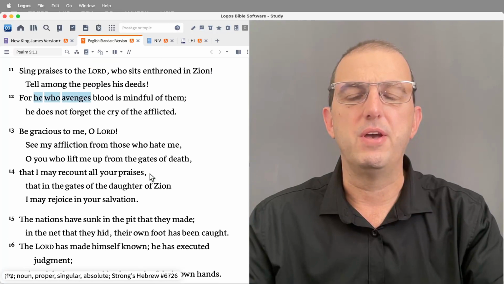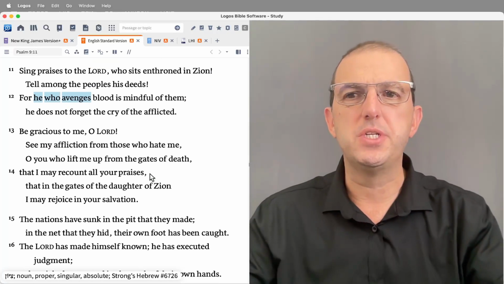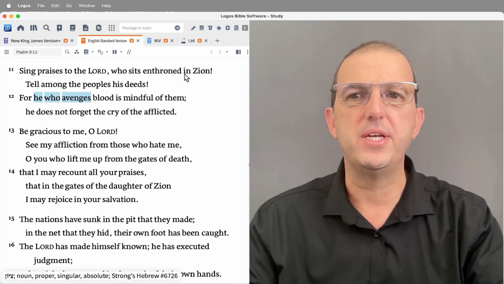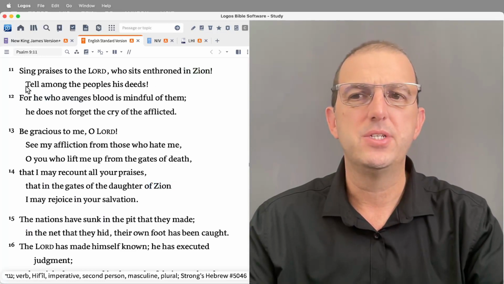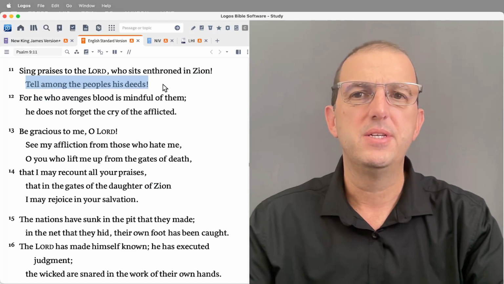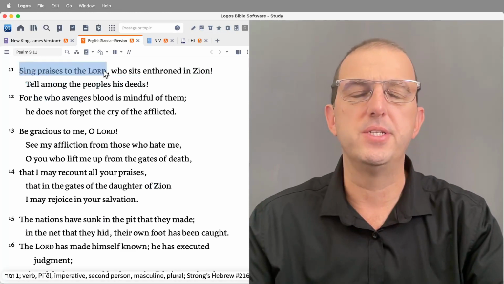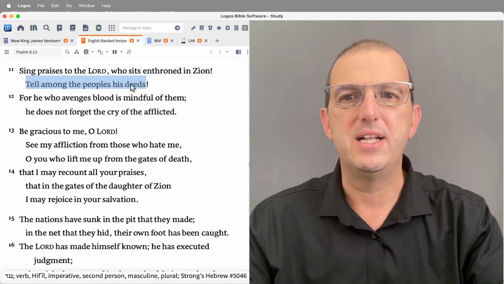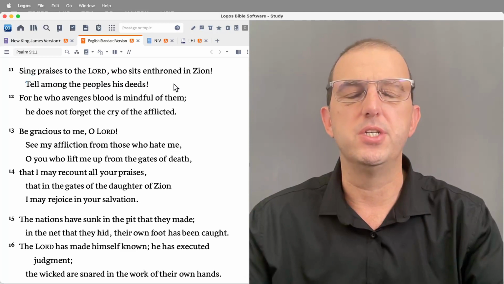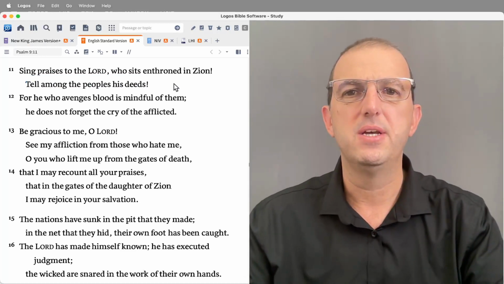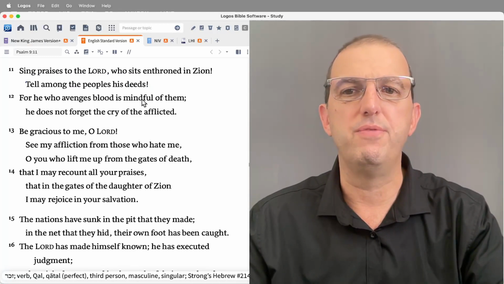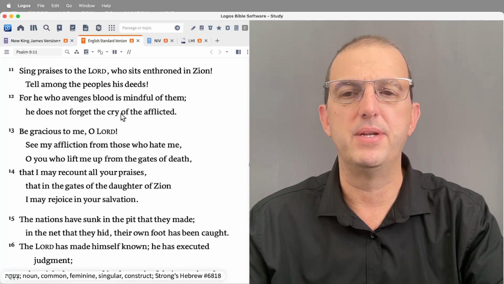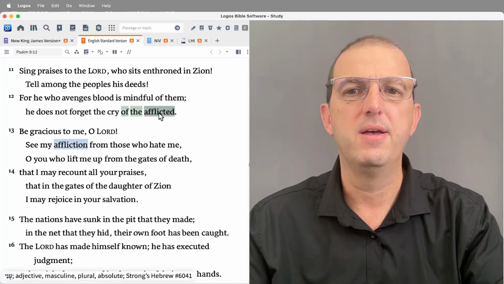And so we have an outburst of an exhortation to praise the Lord. Sing praises to the Lord who sits enthroned, tell among the people his deeds. Synonymous parallelism. This second one, you sing praises, but you also tell his deeds to peoples. These are two legitimate ways of glorifying and praising the Lord. For he who avenges blood is mindful of them and does not forget the cry of the afflicted.